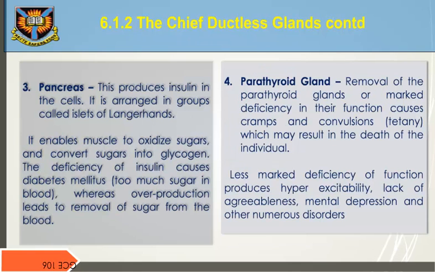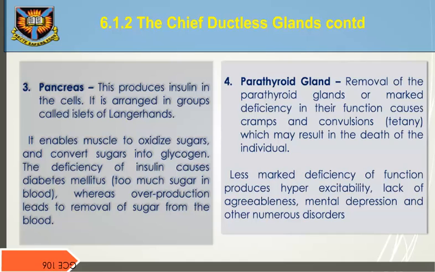3. Pancreas. This produces insulin in the cells. It is arranged in groups called islets of Langerhans. It enables muscles to oxidize sugars and convert sugars into glycogen. The deficiency of insulin causes diabetes mellitus, too much sugar in the blood, whereas overproduction leads to removal of sugar from the blood.